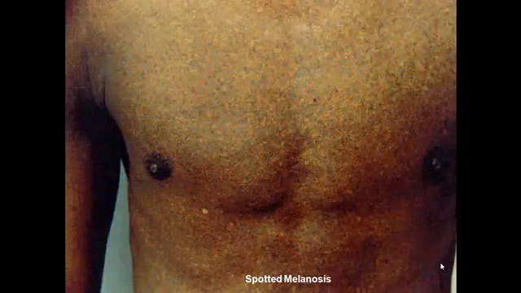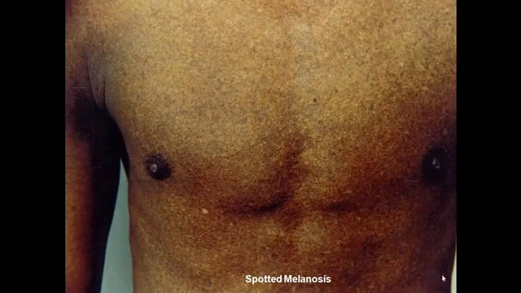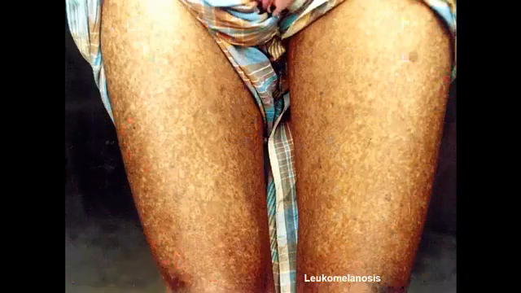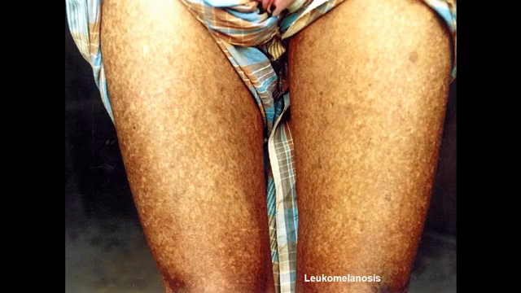This is a picture of spotted melanosis. You are observing the black pigmentation on the trunk of a young patient. This is another picture of spotted melanosis. And this is a case of leukomelanosis. You are observing the whitish spots among the deep pigmentation. Here there is hyperpigmentation, and within the hyperpigmented area there are very little dots of depigmented spots. So this condition is called leukomelanosis. This is another case of leukomelanosis.